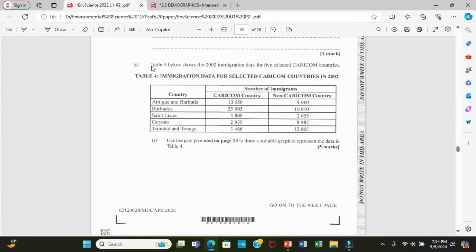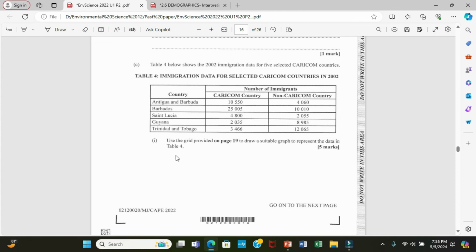All right, so section C is here. It says Table 4 below shows the 2002 immigration data for five selected Caribbean countries. Table 4: immigration data for selected Caribbean countries in 2002. All right, let's analyze the table here, guys. Immigration is persons moving into a country. There are five countries here: Antigua and Barbuda, Barbados, St. Lucia, Guyana, Trinidad and Tobago. It shows you persons moving into these countries from other Caribbean countries and from countries that are not Caribbean countries.